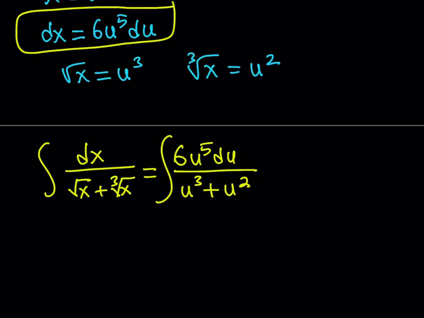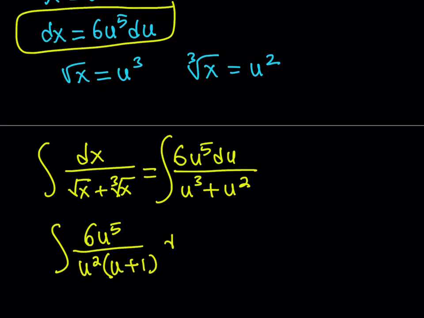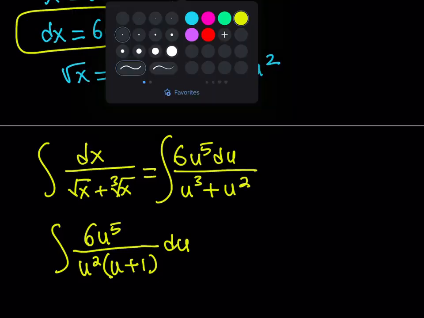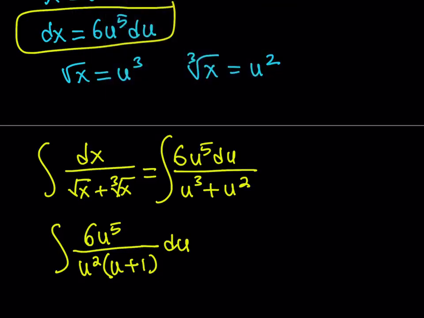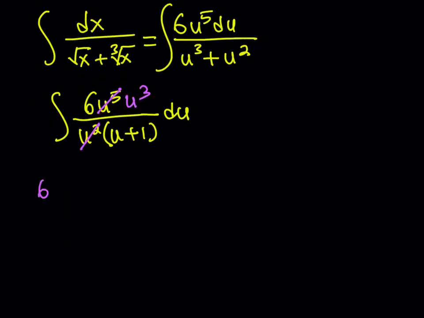Now, notice that here we can factor out u squared at the bottom. So let's go ahead and do that and write it like this. If we pull out a u squared, you're going to have u plus 1 left, right? And let's take the du outside. Now I can definitely go ahead and cross cancel some stuff here. For example, u squared goes into u to the 5th u cubed times, and you can pull the 6 outside. So we have the following: 6 times the integral of u cubed over u plus 1 du.